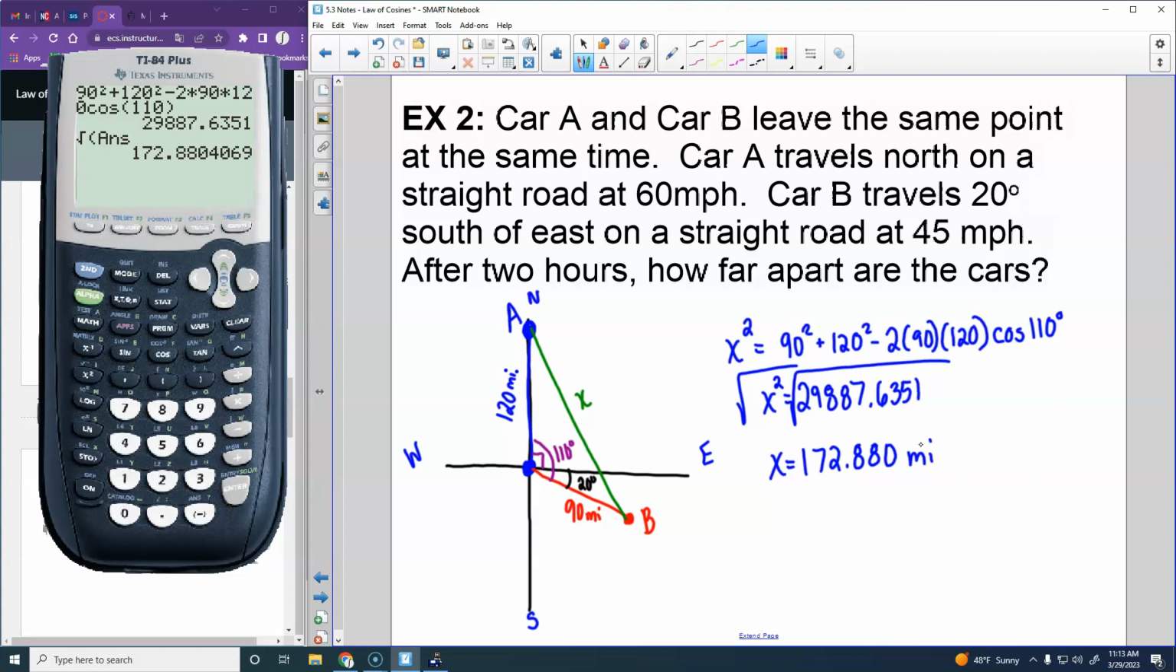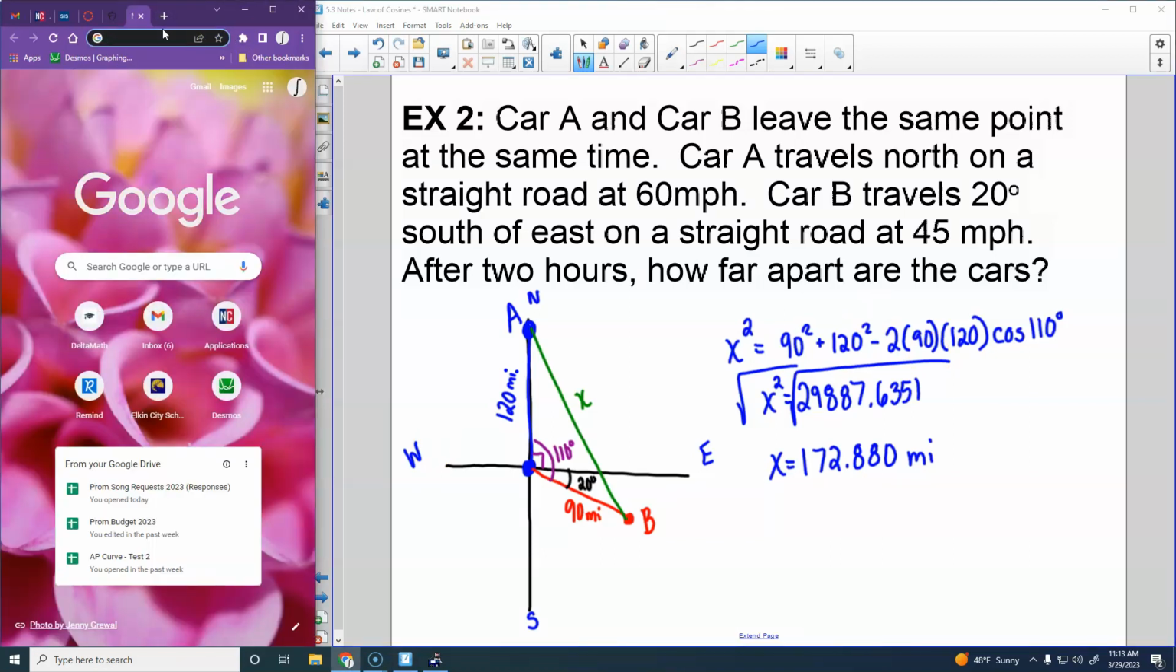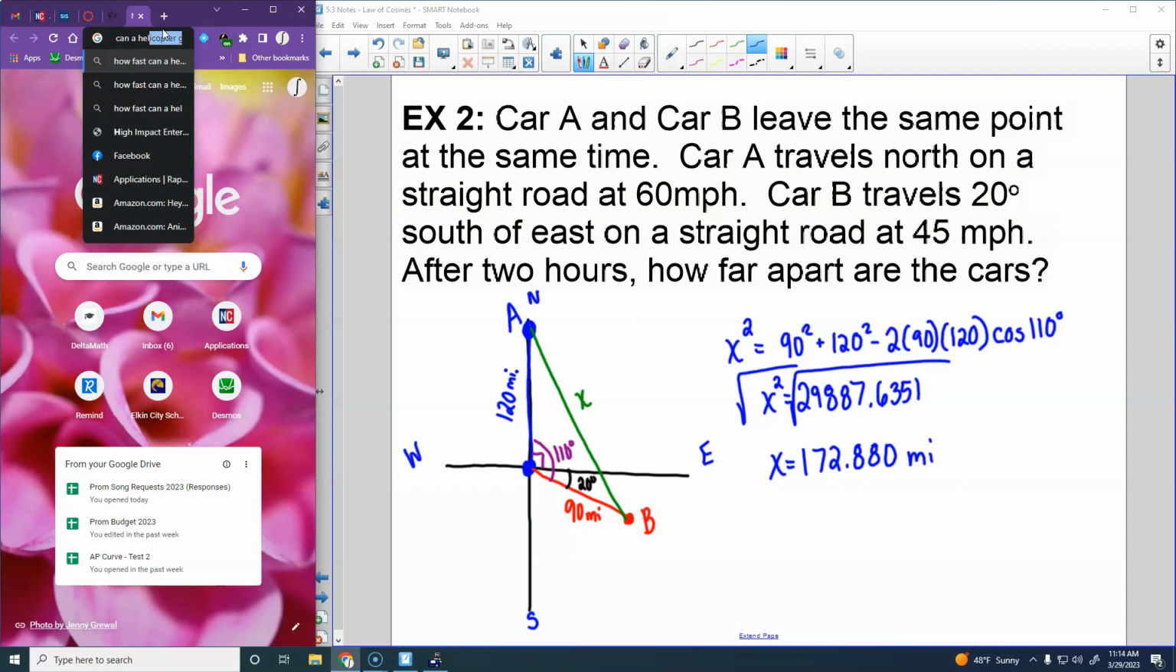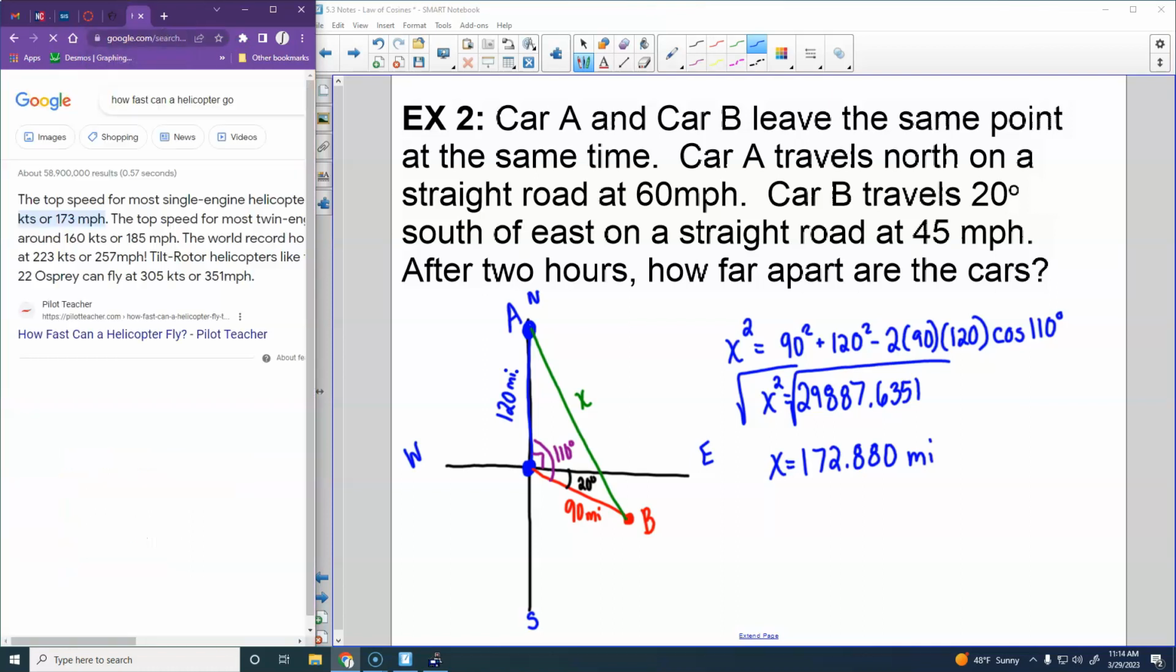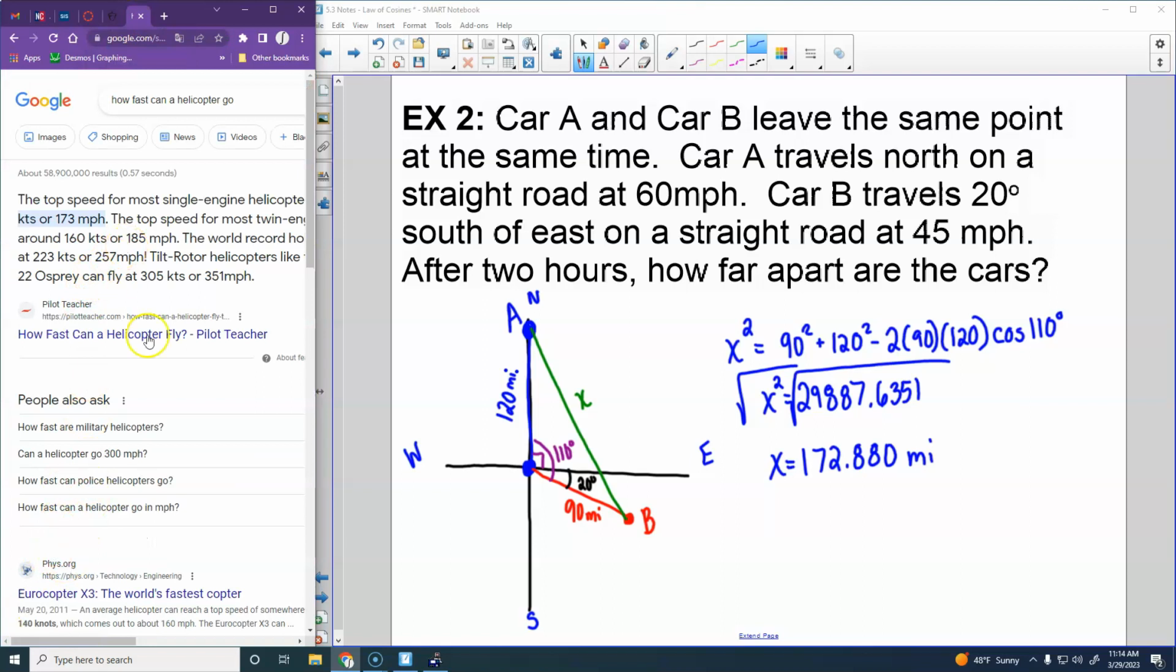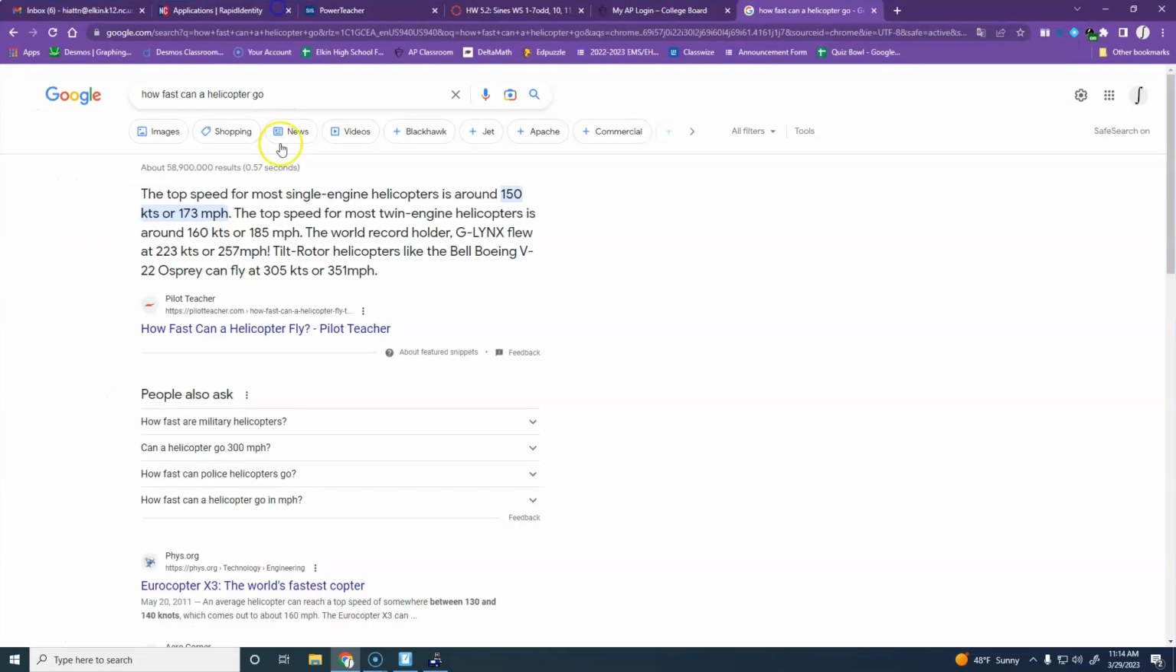How fast do we think a helicopter can go? Not fast enough for the Avalon. So yeah, around 150, 173. Two-engine helicopter, 185. So 257 for whatever the world record holder.